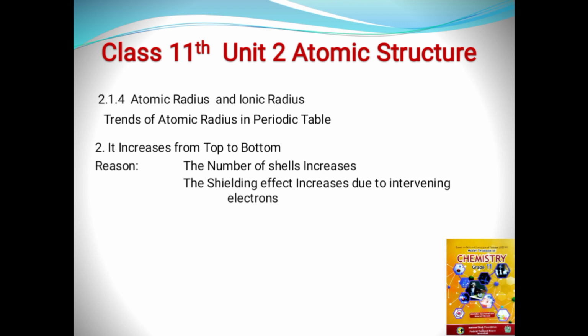Number 2, the shielding effect increases due to the intervening electrons. Because of the addition of new shells, the number of shells between the nucleus and the valence electrons increases, and because of this, the number of intervening electrons also increases, and these electrons will shield the outer or valence electrons, and thus the electrostatic force between the nucleus and the electrons will decrease, and as a result the atomic size will also increase.